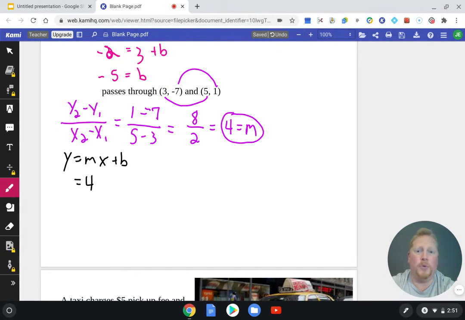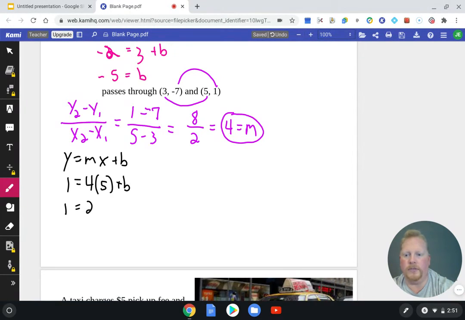And then it doesn't matter which point you choose. You can choose the 3, negative 7, or you can choose the 5, 1. It doesn't matter. But what you can't do is you can't choose one number from one point and then another number from the other point. That doesn't work. Me personally, I'm going to choose the 5, 1 just because they're both positive. So the 5 goes in for x. The 1 goes in for y. And make sure that plus b is still in there.